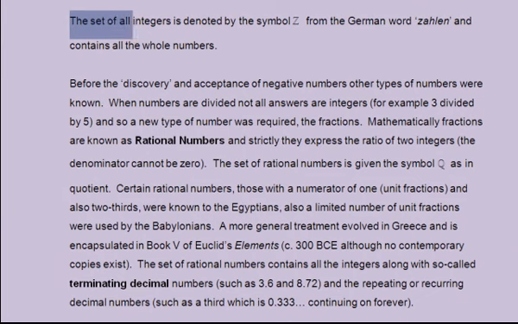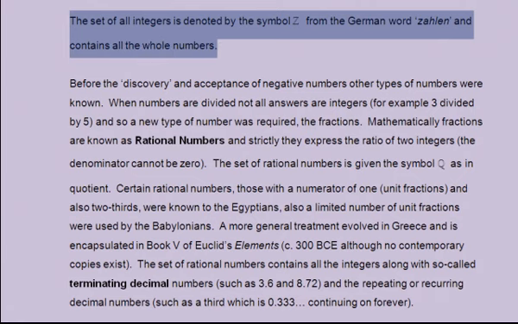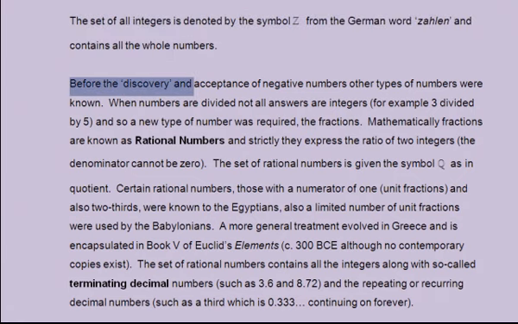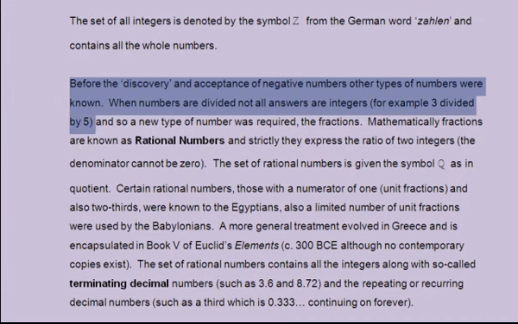The set of all integers is denoted by the symbol Z, from the German word Zahlen, and contains all the whole numbers. Before the discovery and acceptance of negative numbers, other types of numbers were known. When numbers are divided, not all answers are integers. For example, 3 divided by 5. And so a new type of number was required, the fractions.